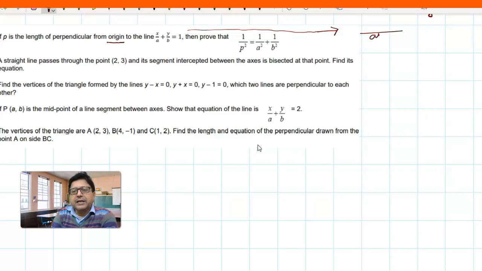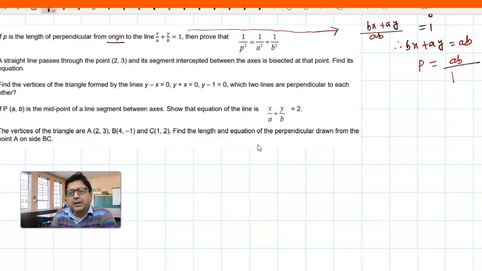So you take AB as the LCM: BX plus AY equal to 1. So BX plus AY equal to AB. Now, its distance from the origin, the formula for the distance of a line from a point you know, and distance from the origin was also discussed in class. It is c by root over a square plus b square. So what is c here? That is AB. So P is going to be AB by under root b square plus a square.